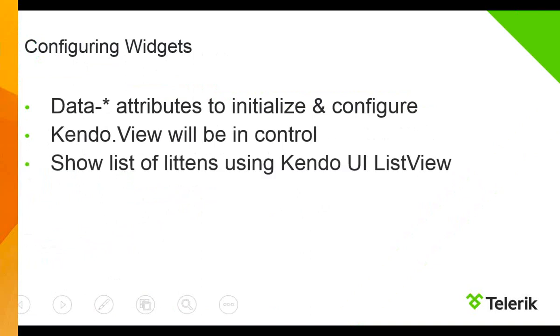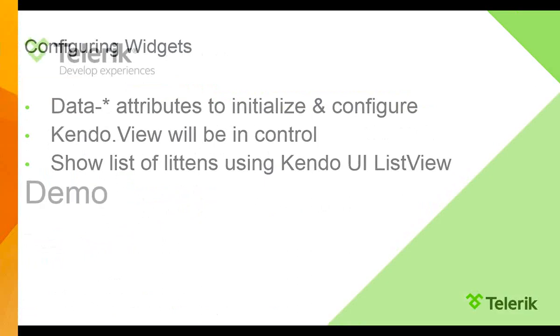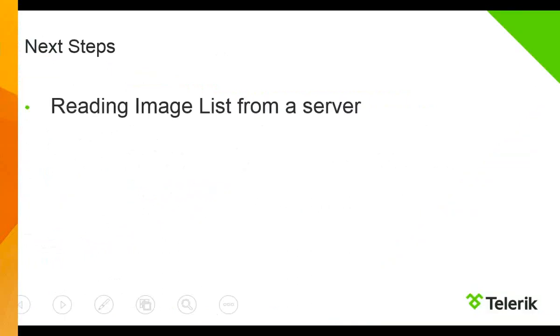We show the list of kittens using the Kendo UI list view. That's the demo we saw. So what is the next step? The next step is to read the image list from a server. Let me show you what I have already done.